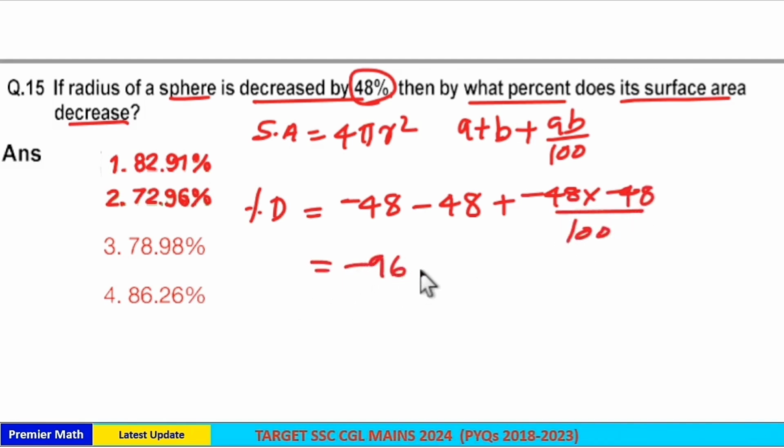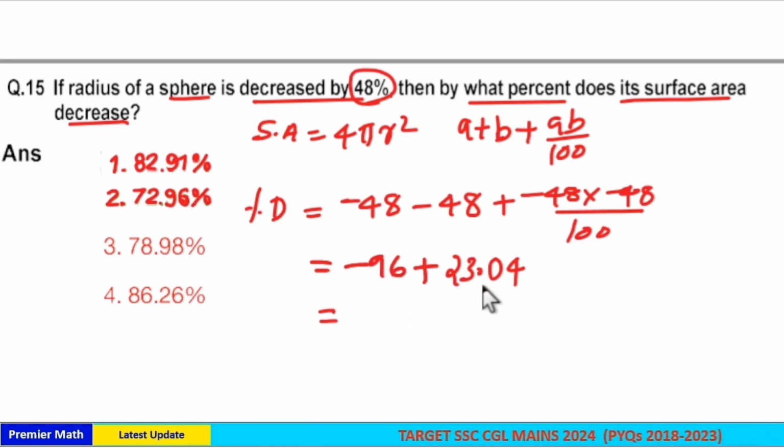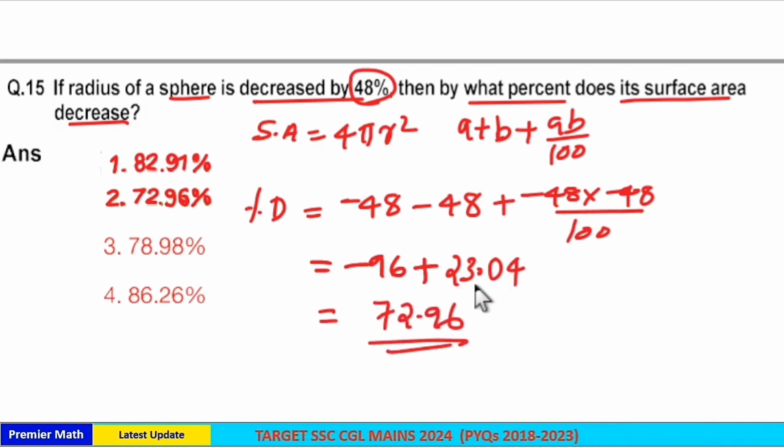Now this is equal to minus 96 plus 48 square. 8 square is 64, 4 into 8 is 32, 32 into 2 is equal to 64. 64 plus 6 is 70. 4 square is 16. 16 plus 7 is equal to 23. So this divided by 100 means 23.04. Now 96 minus 23 means 73. 73 minus 0.04 means 72.96. Option 2 is your answer.